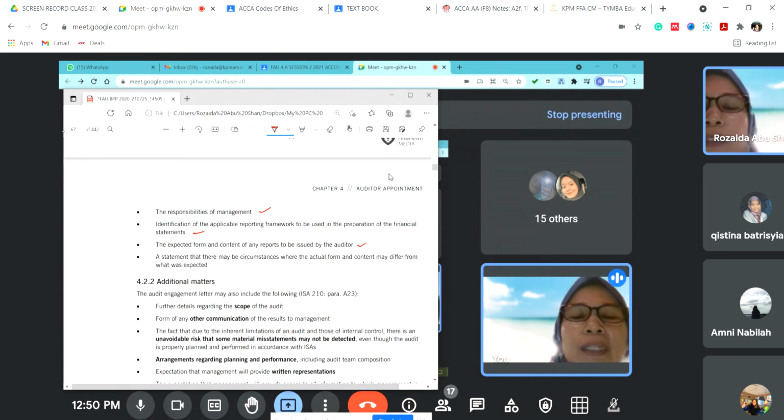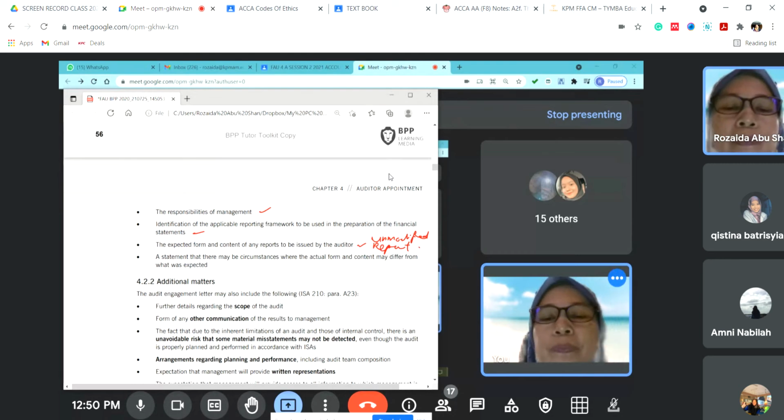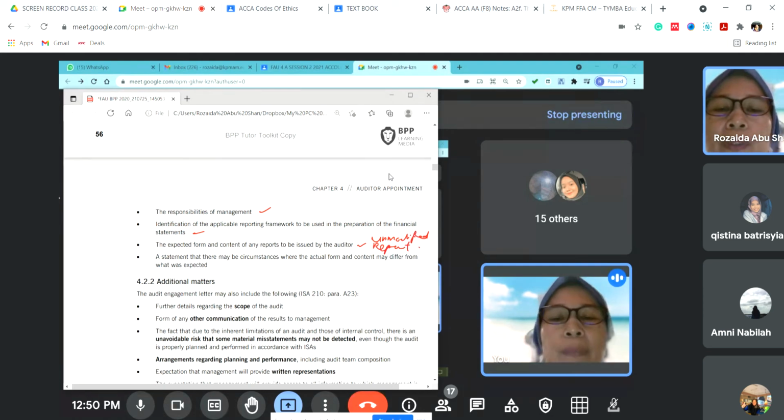Expected form and content, so you have to expect an unmodified report. So that means when you expect an unmodified report, the financial statements should be presented with a true and fair view. A statement that there may be circumstances where the actual form and content may differ from what was expected. So you have to say that if you identify any circumstances, you might differ your report. Differ means you will issue a modified report. So you have to state this in your letter of engagement.